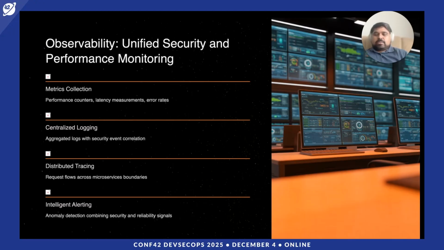Error rate is 0.02 percent. That is 1 error per 5,000 requests. These metrics are collected using tools like Prometheus, Datadog, New Relic, etc.